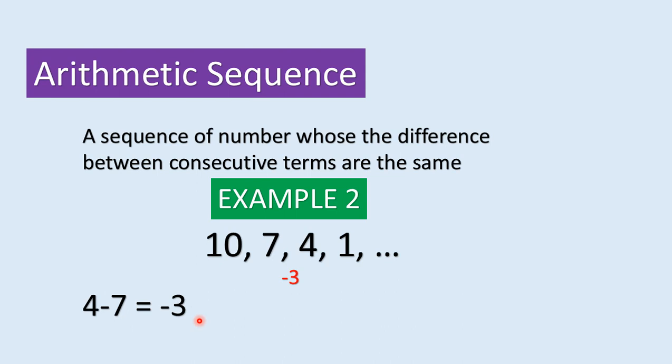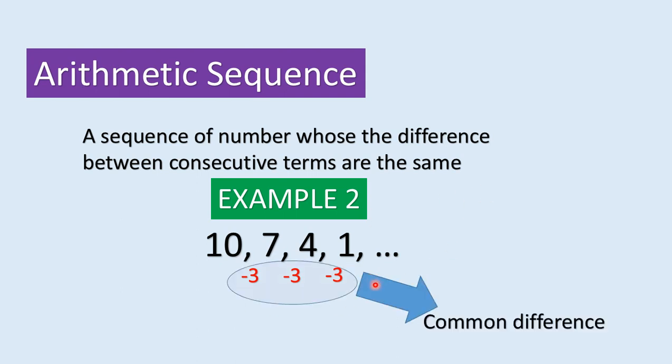Same thing, 4 minus 7 is negative 3. And 1 minus 4 is negative 3. So you notice we have the same result for our difference. That means we have a common difference of negative 3. So that means this is an arithmetic sequence.